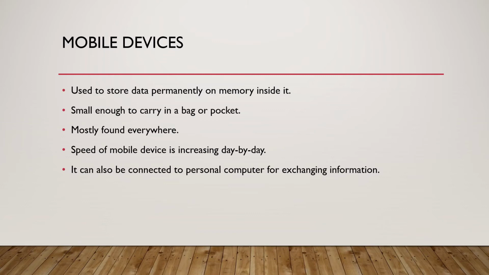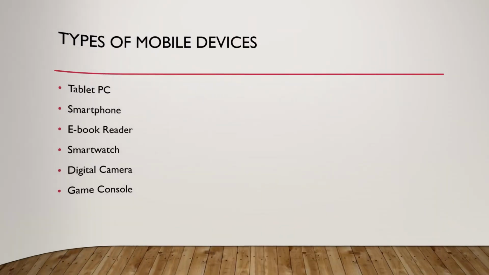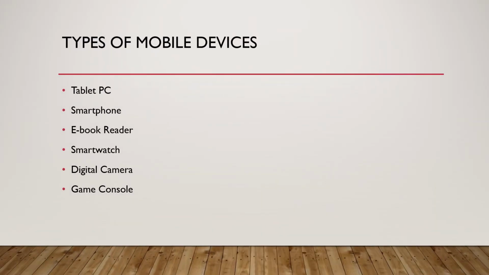Next we will see the types of mobile devices. Under types of mobile devices, we have tablet PC, smartphone, ebook reader, smartwatch, digital camera, and game console. Each one we'll see in detail.